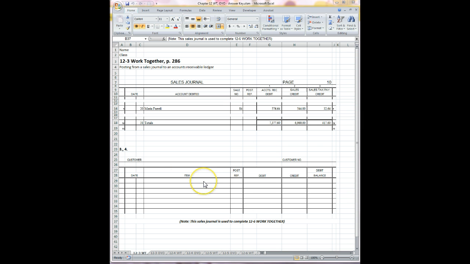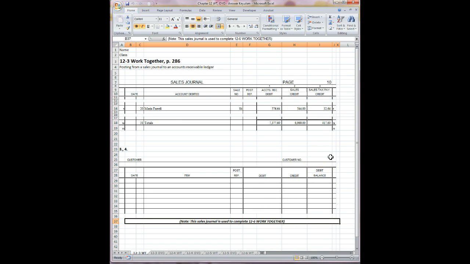How can we tell the difference between an accounts payable ledger form and an accounts receivable ledger form? Well, an accounts payable form is going to say vendor and vendor number. And accounts receivable is going to say customer and customer number, because it's going to be our customers, the people who buy things from us, that owe us money. And the vendors are the people that we owe money to.